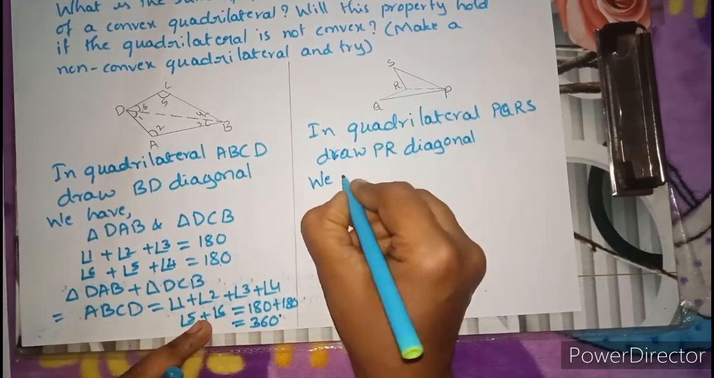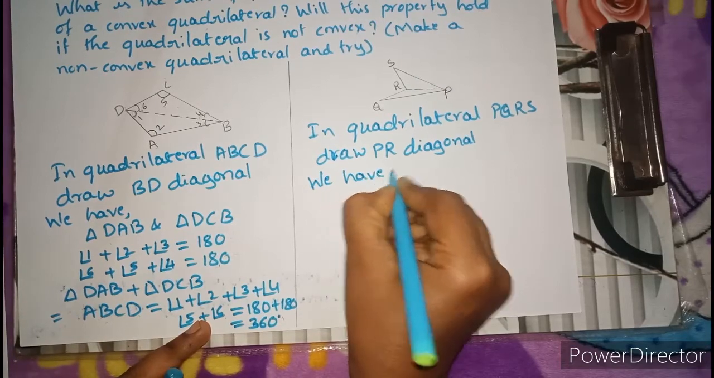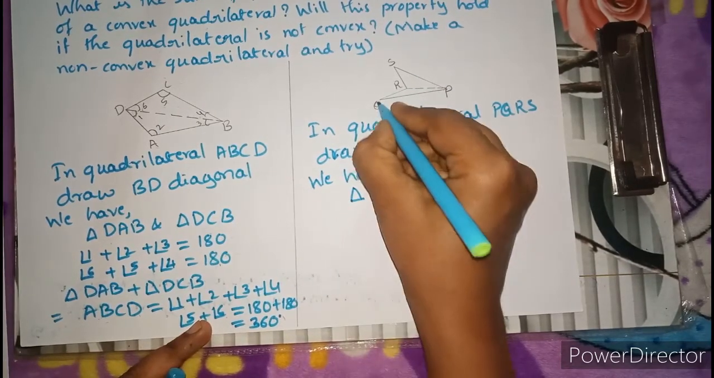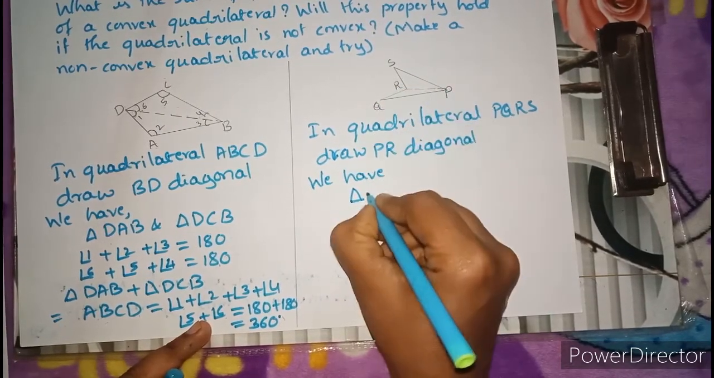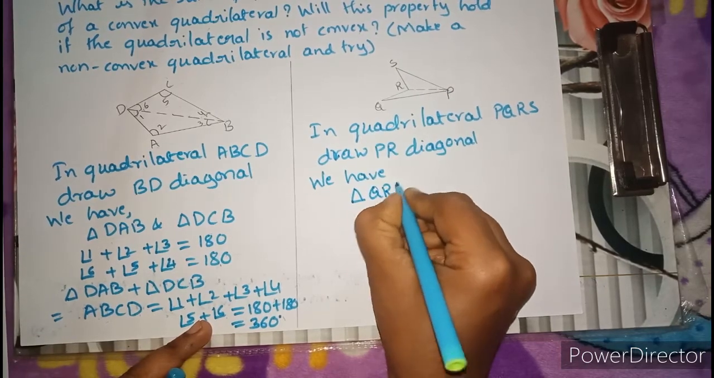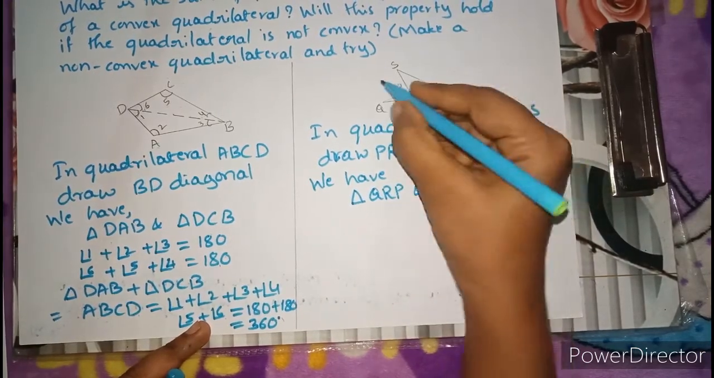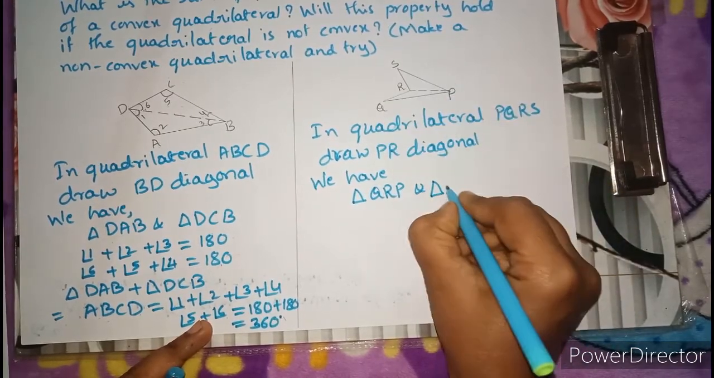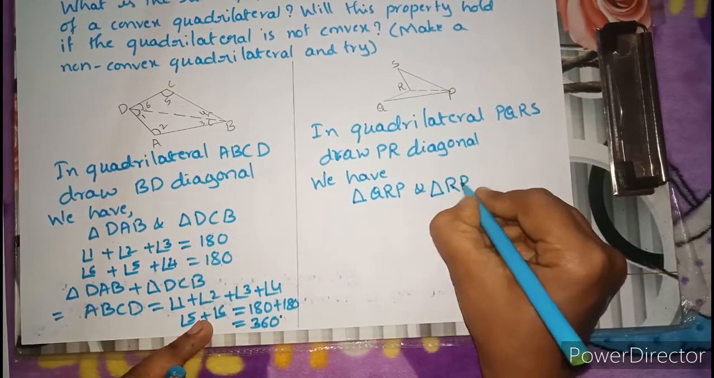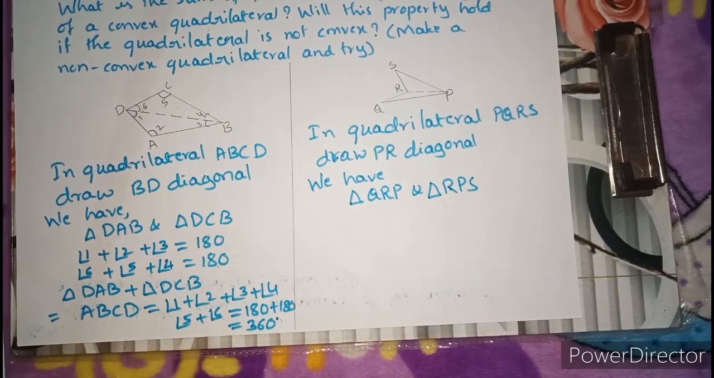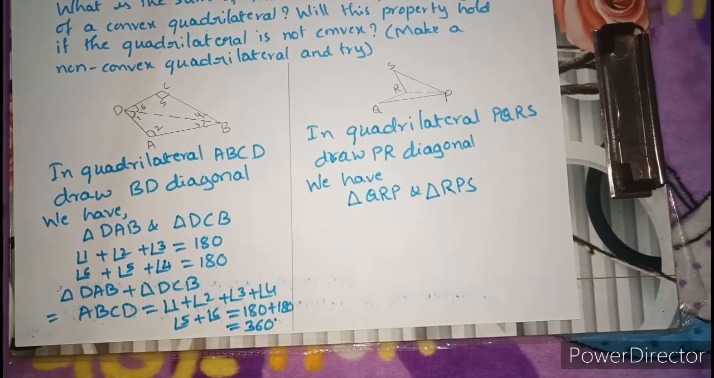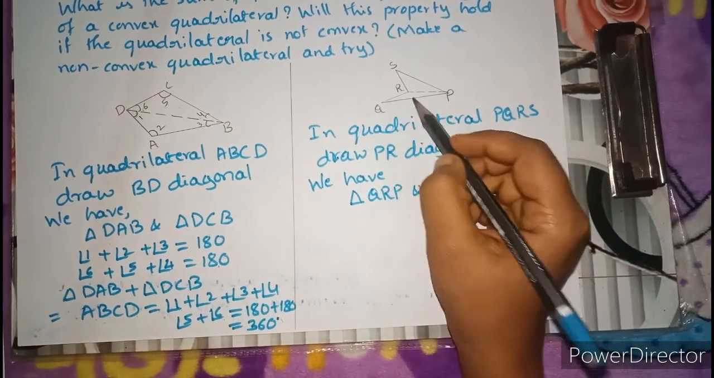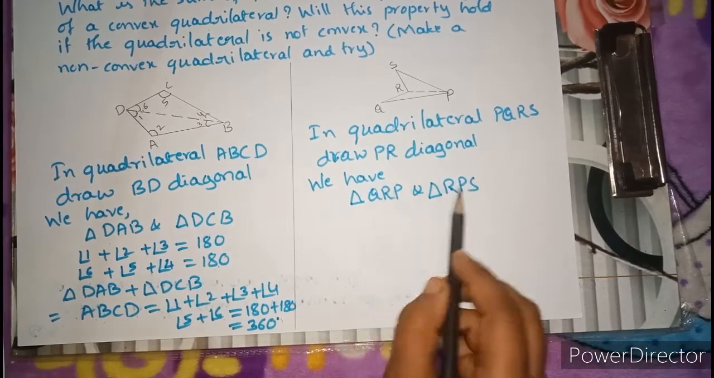We have triangle QRP, RP and triangle RPS. RPS. Okay. So apply the same angle sum property for these triangles also.